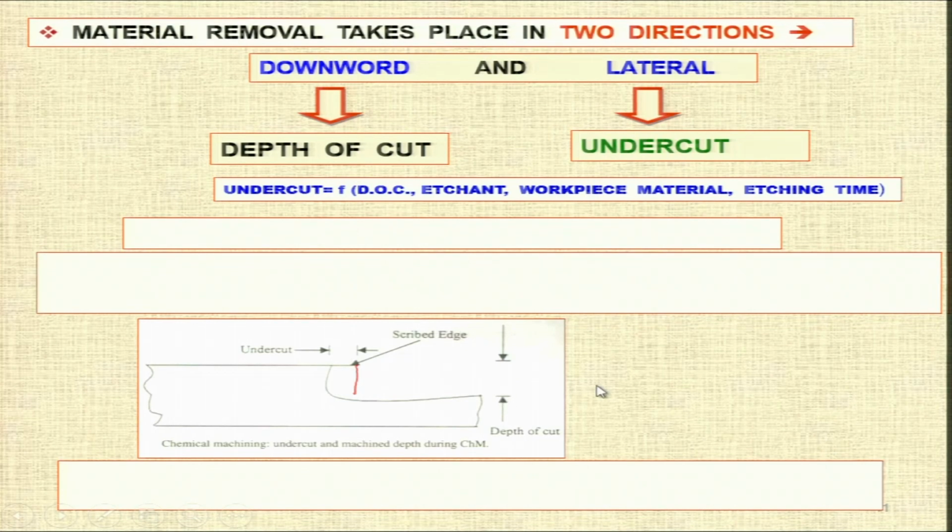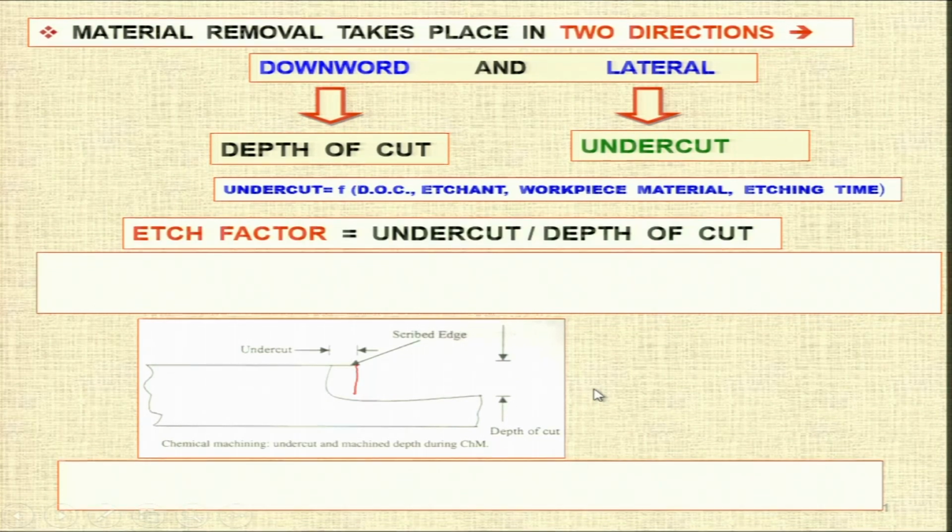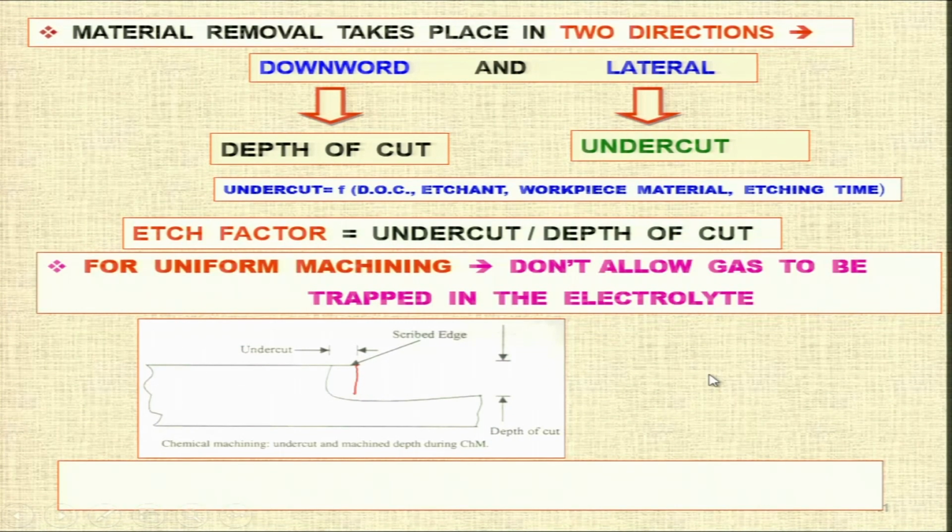H factor, a very important factor in chemical machining, is undercut divided by depth of cut. This is the undercut divided by the depth of cut. For uniform machining, do not allow gas to be trapped in the electrolyte, otherwise you are not going to get uniform proper machining, because gases are produced due to the chemical reaction and they should not get trapped. So you can avoid this by agitating or stirring the agent.